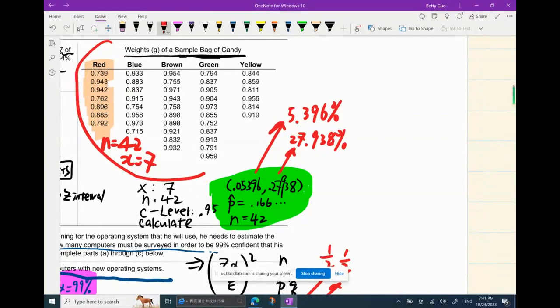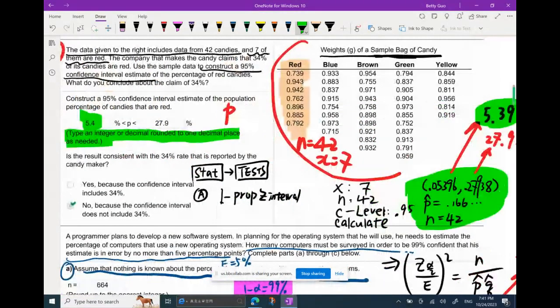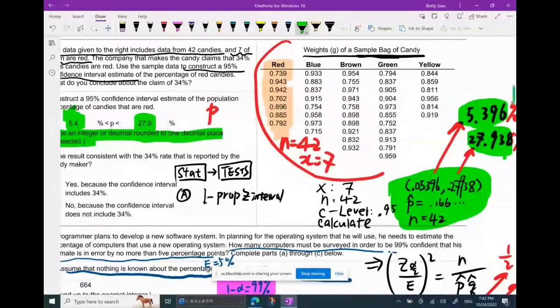What are we going to enter in the calculator? No, we're going to enter in the cell without the percent sign, so only this part. And round that to 1 decimal place. So it's going to be 5.4. And the right endpoint, we're going to round it down because 3 is less than 5. So we have 27.9%. Right? Let me see, do you have the same thing?